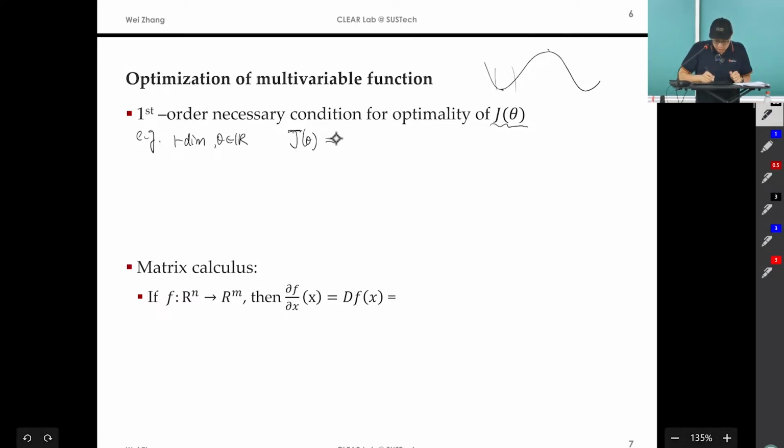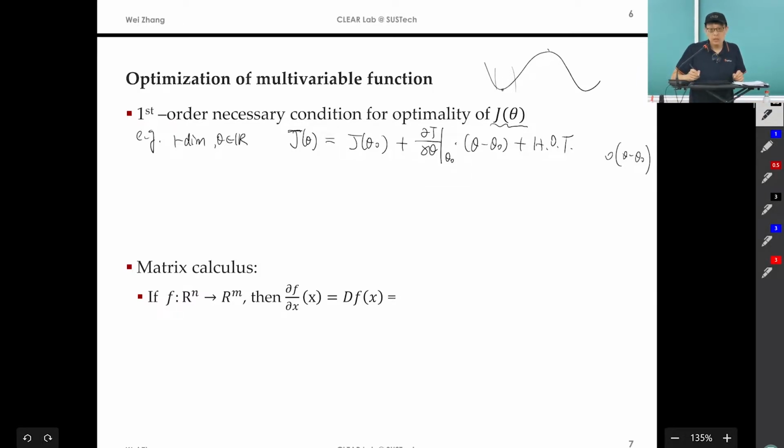Roughly speaking, J of theta will be J of theta 0, that's my Taylor expansion, plus partial J partial theta evaluated at theta 0 times theta minus theta 0, plus high order terms. Some people ask me what high order terms means. It's a little o of theta minus theta 0. You know what little o is, right? As theta goes to theta 0, this goes to 0 faster than the previous terms. High order terms is my shorthand notation.